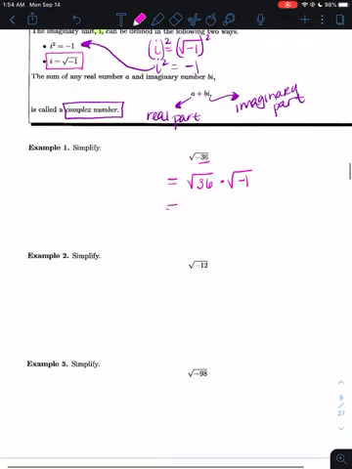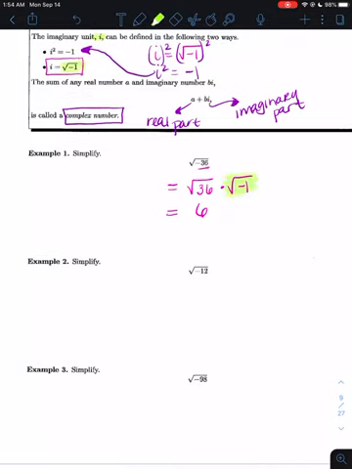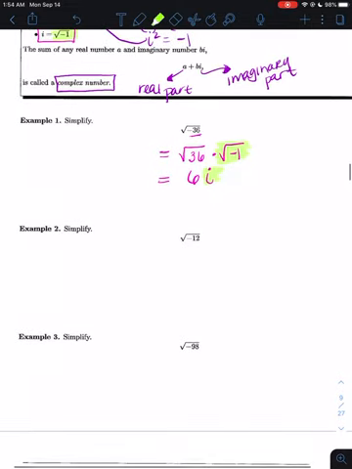Now I know that the square root of 36 is 6. And the square root of -1, we can replace using the variable i. So this becomes 6i, and that's your final answer. The square root of -36 is 6i. Anytime you have a negative underneath the square root, you're going to end up pulling out an i on the outside of your radical.